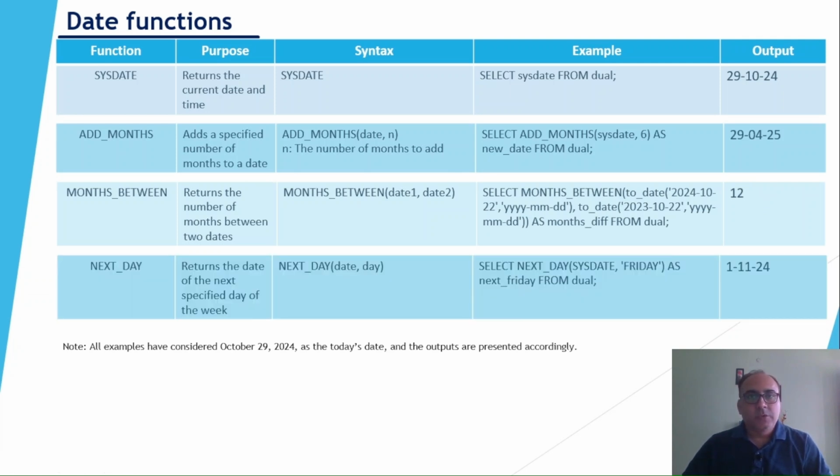Then we have NEXT_DAY. This basically returns the date of the next specified day of the week. Syntax here is NEXT_DAY(date, day). For example, select NEXT_DAY(SYSDATE, 'Friday') from dual. Then what it will do? If today is 29th October 2024, it will try to find the next Friday after that date, which is on 1st November 2024. So that's the reason here we will get output 1st November 2024.